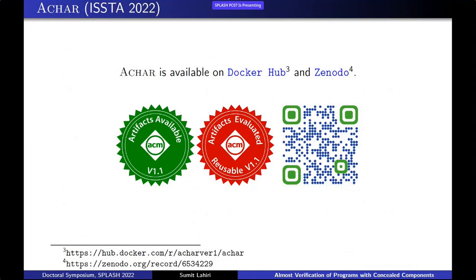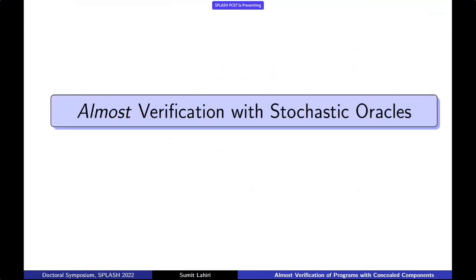Finally, I would like to conclude by saying Achal is available on Doctoral and Zenodo. This is the QR code. I'll now go on to the next work, where I talk about almost-sure verification with stochastic oracles.